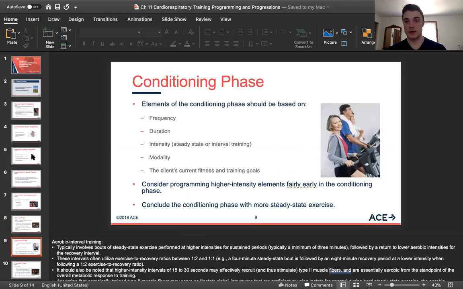Conditioning phase, we're going to get into the FIT principle. I think we've chatted about this maybe before, but essentially you just want to keep these elements in mind: frequency, duration, intensity, modality, and the client's goals and fitness level.